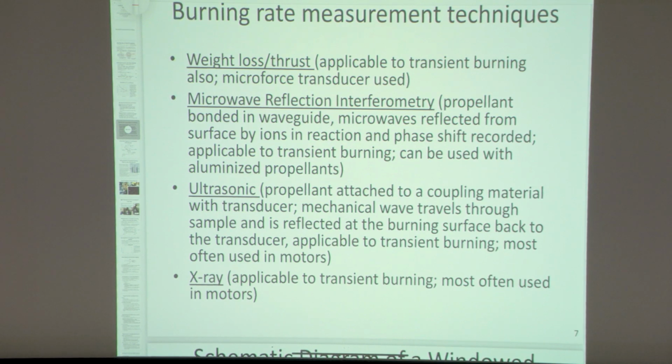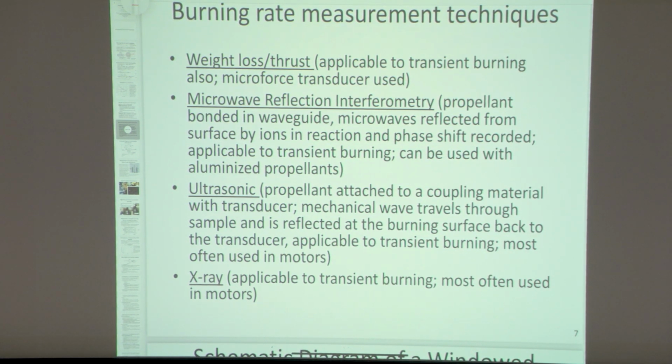Microwave reflection interferometry is used. The propellant is bonded in waveguides, and then microwaves are reflected from the surface by ions in the reaction and create a phase shift, which is recorded. Very applicable to transient burn and can be used for aluminized propellants.